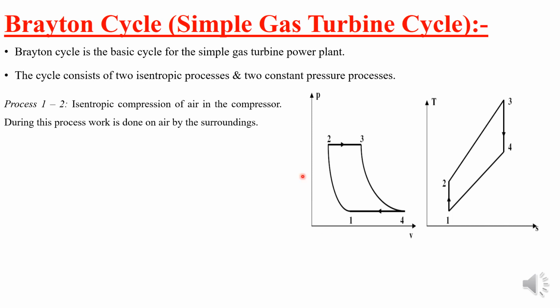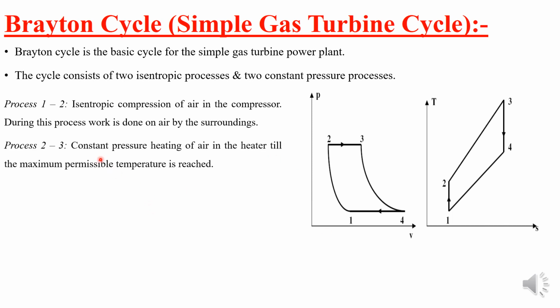Next we have the 2 to 3 process, that is constant pressure heating. From 2 to 3 we are adding heat, Q in, at constant pressure until the maximum permissible temperature is reached, that is, till whatever maximum temperature you want, you have to add the heat. So this is the constant pressure heat addition process.